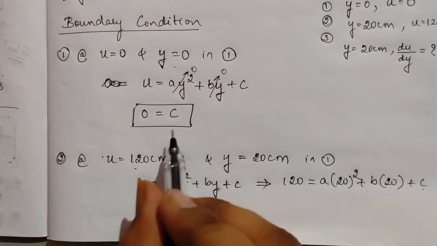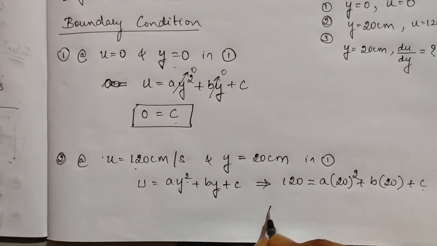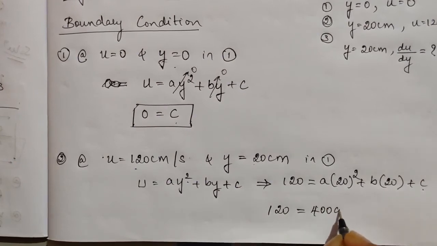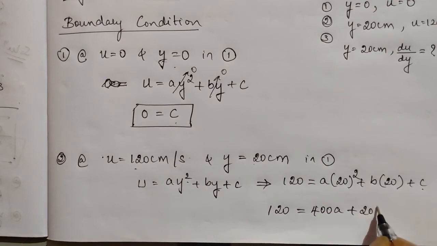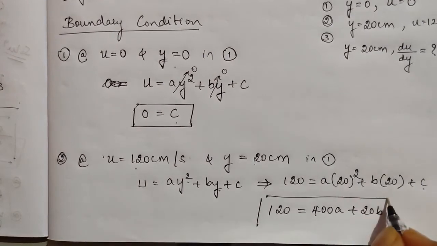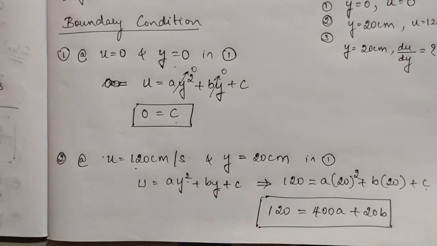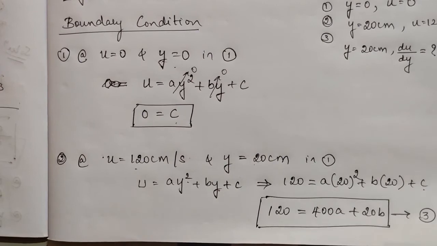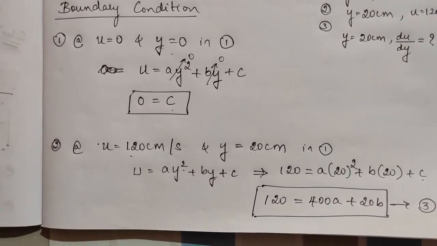But c value, what we got? As 0. So the equation will be 120 is equal to 20 square, that is 400a plus 20b. So we get another equation when we apply the second boundary condition. So I'll call this equation number 3. Okay, I'll go to the next page.